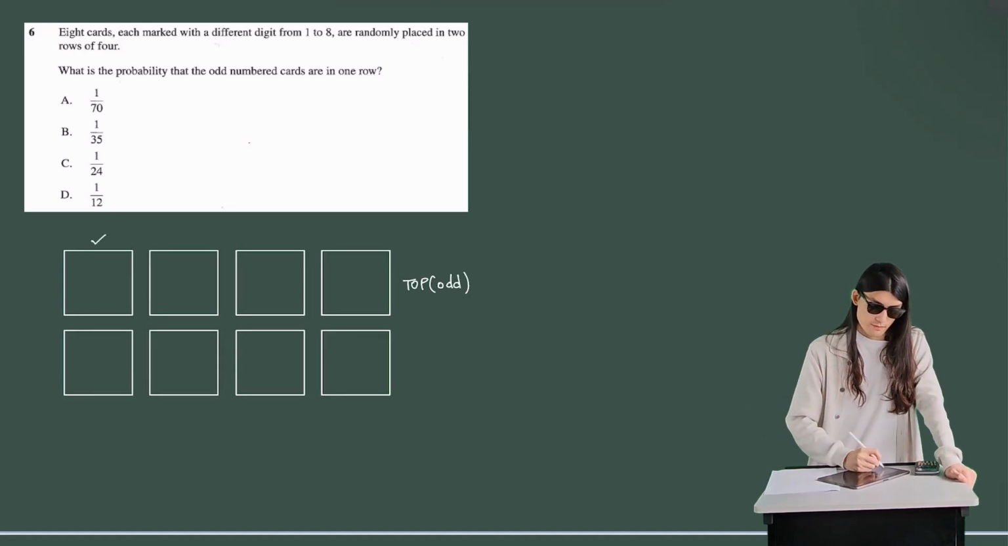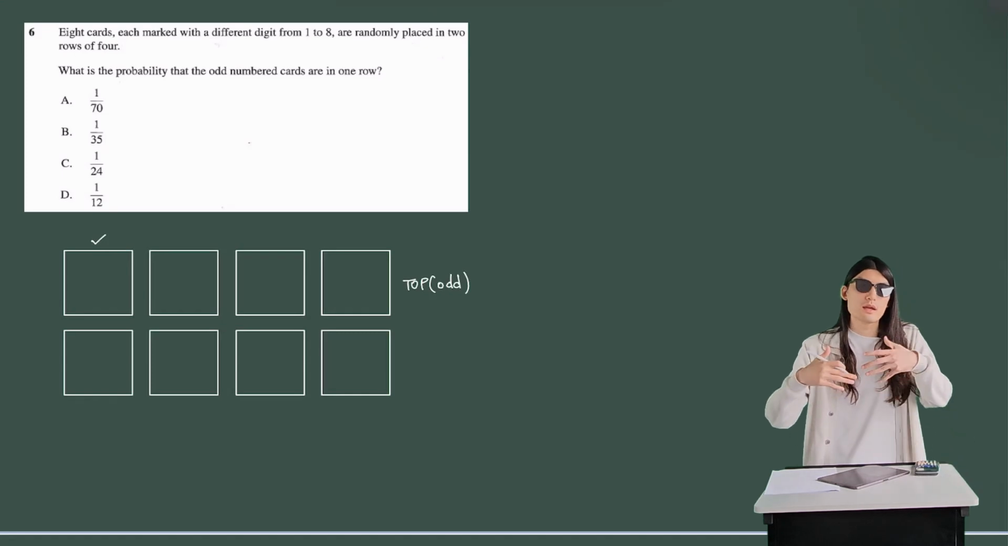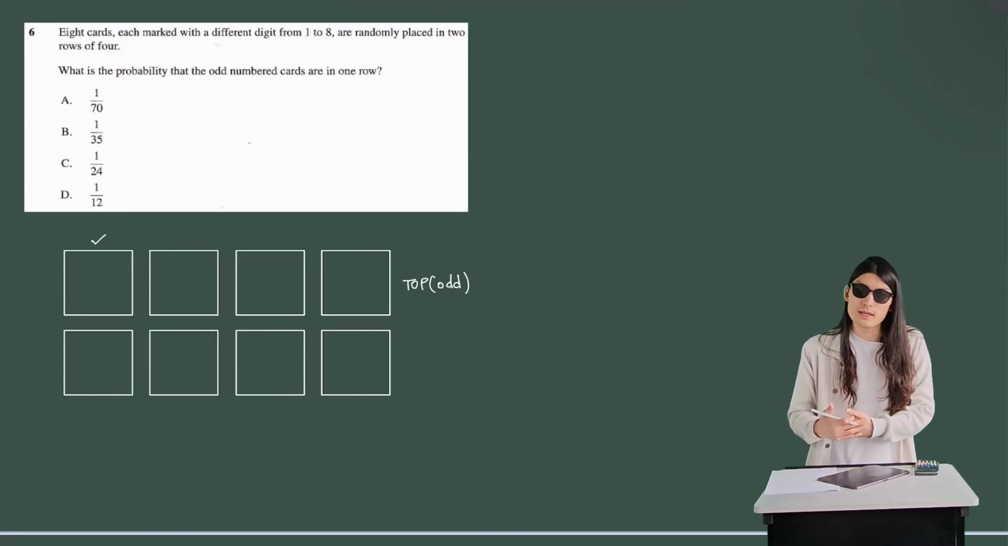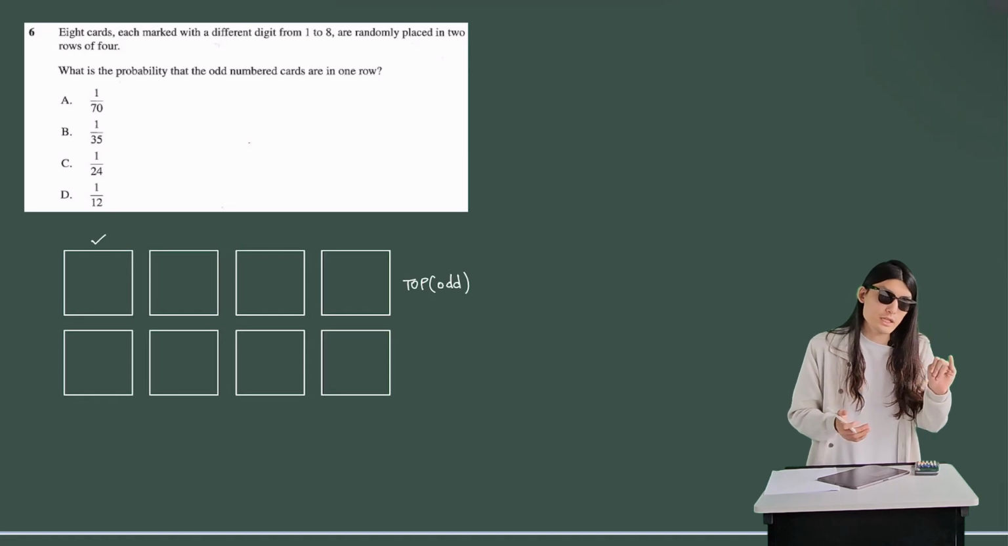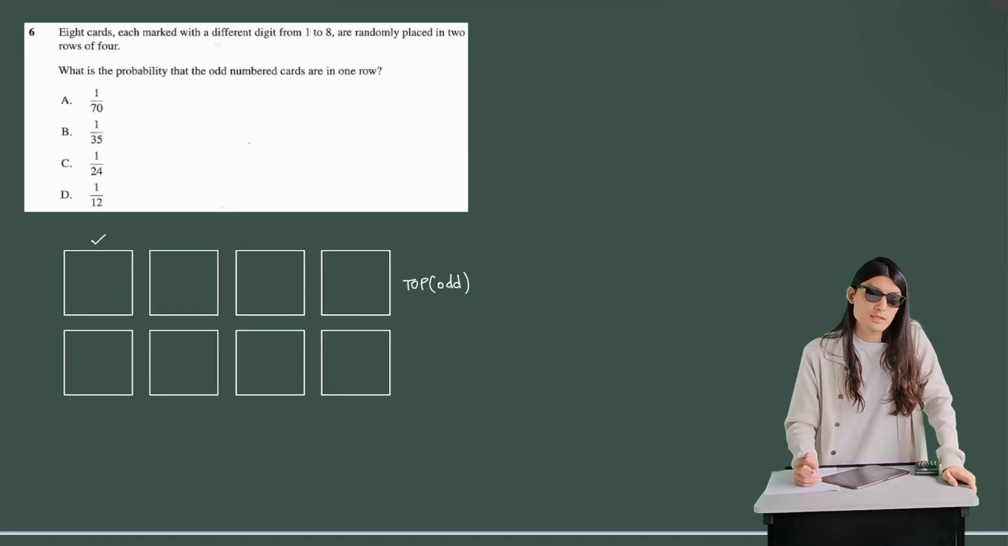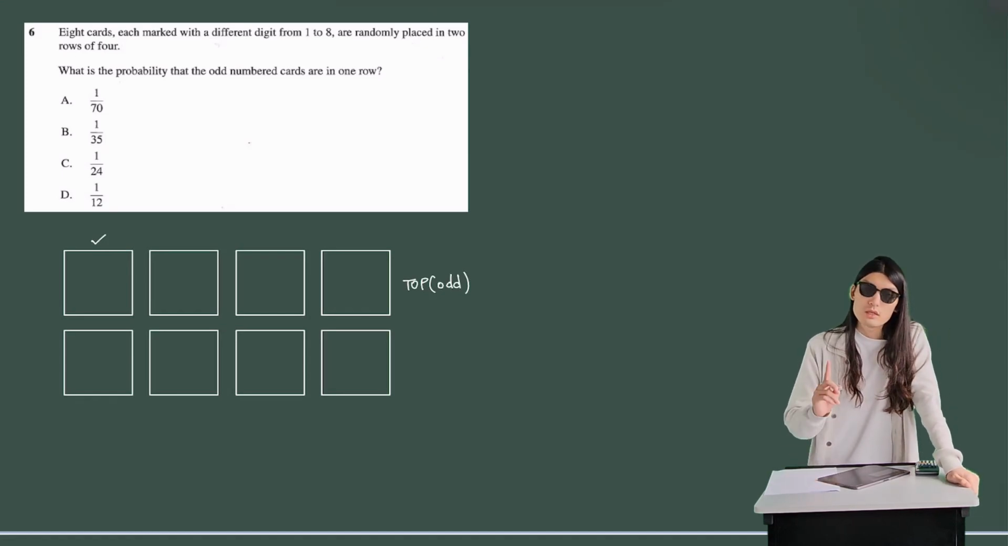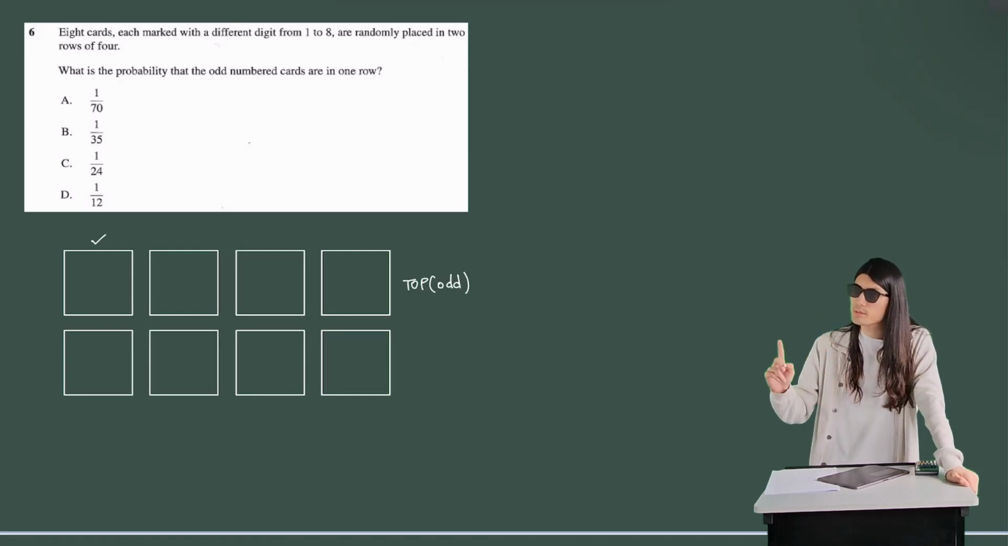So for this first position over here, which I just put a tick on top of, you have 1 card being placed there randomly out of 8, but 4 of those 8 cards, 1, 3, 5, 7, right? 4 of those 8 cards are odd numbers, aren't they? So the probability, the chance of an odd-numbered card going into that first position is 4 on 8, isn't it?